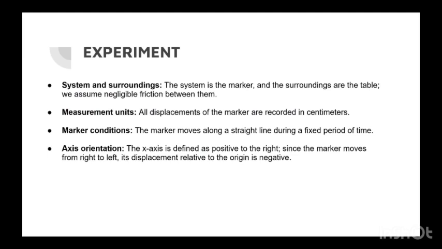To define the initial conditions of the experiment, we identified the system as the marker and the table as the surroundings, assuming negligible friction between them. All measurements of displacement were recorded in centimeters using an online tracking tool. The marker was released to move along a straight line over a fixed period of time. For the coordinate system, we oriented the x-axis so that right is positive. And since the marker moved from right to left, its displacement relative to the origin is negative.